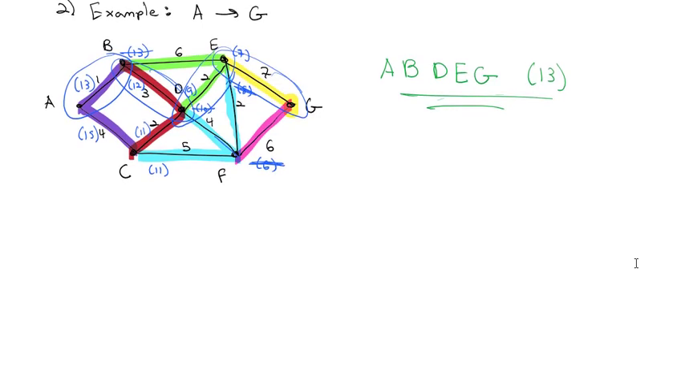The key with these is keeping things organized and remembering where we've been and making sure we're keeping track of that. So let's do another example. Let's do one with airports. Let's say we're going from Bern to Berlin.